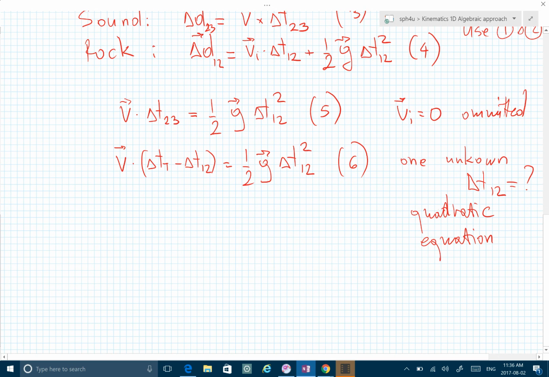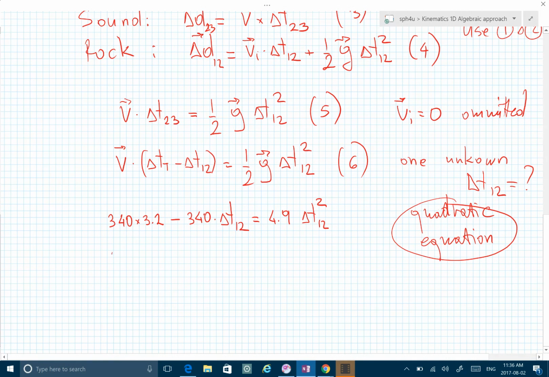At this point, you could do the rearranging of the formulas, or we can just plug in the numbers. It's up to us how we're going to do it. I could do a full, complete solution without numbers and then plug in the numbers, but I'm sure that we don't want to do that right now. So let's put the numbers. We have 340 times 3.2 minus 340 times delta t from 1 to 2 is equal to 4.9 delta t from 1 to 2 squared. As you can see, it's a quadratic equation, right?